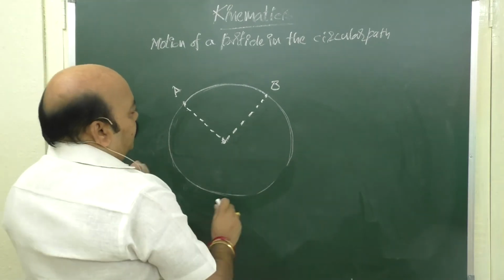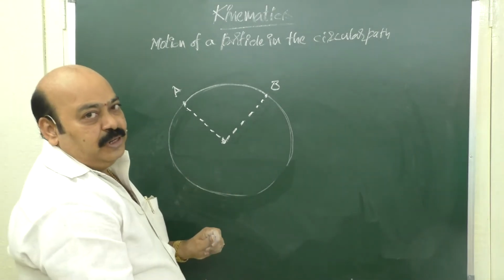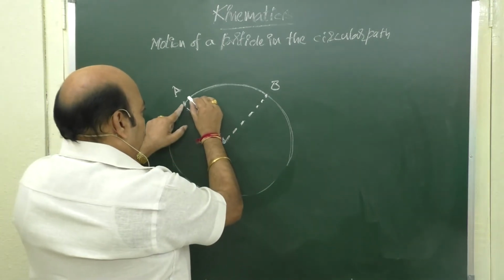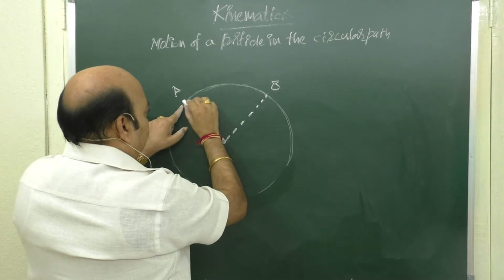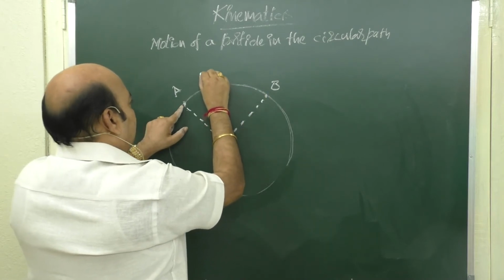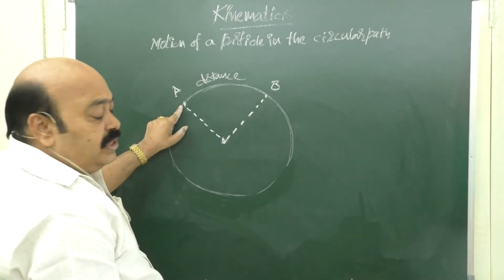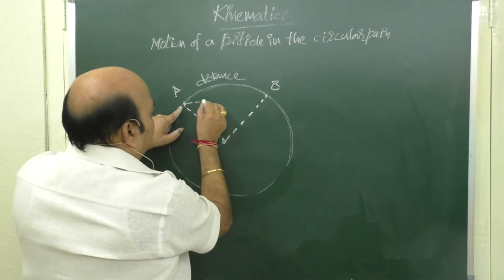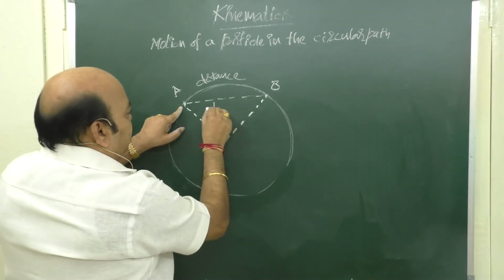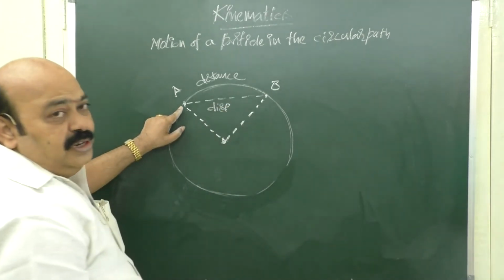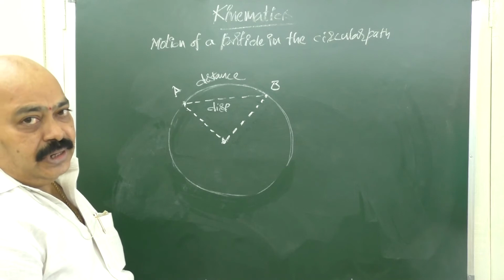In the figure, let me explain the two things: what is the distance traveled and what is the displacement. For example, if a body moves along the circular path from A to B, this is called the arc, this is the distance traveled. What is the shortest? Shortest means this one. This is the shortest. This is the displacement of the body. This is the distance and this is the displacement. How can we measure these two separately?